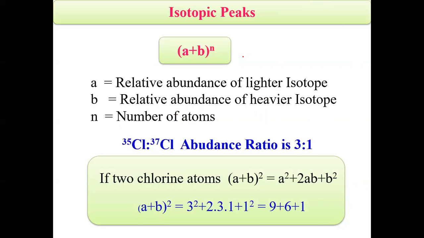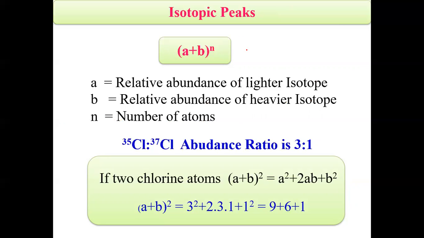Usually, (A + B)^n is the formula which will give me the intensities of isotopic peaks, where in this formula A is the relative abundance of the lighter isotope, that is the smaller isotope, B is the relative abundance of the heavier isotope, and n is the number of atoms present in that molecule.